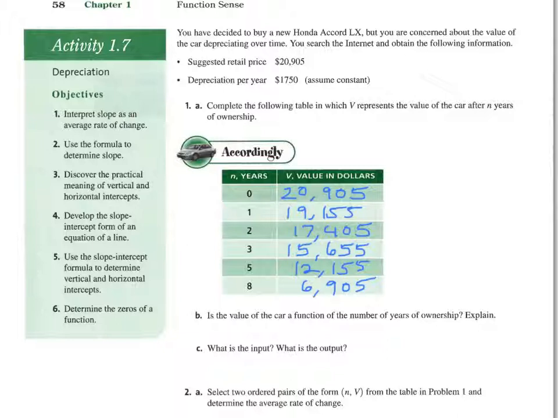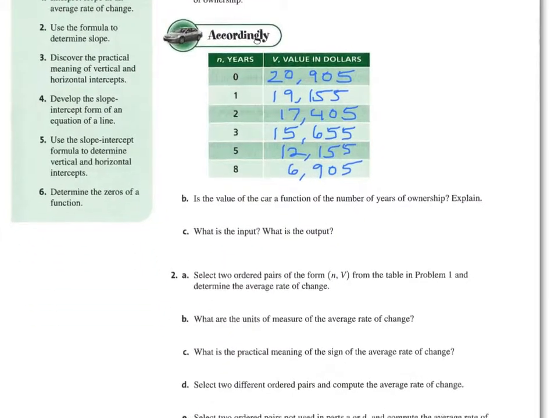So we start off with a situation where you're buying a car. But as every car does, this Honda is depreciating at $1,750 a year, starting out at $20,905. So I already filled in the table, just plugging in. If I've owned it 0 years, I still have $20,905 in value, and then it goes down $1,750 per year. So I just filled that in ahead of time. Okay, so let's go through some of the questions.